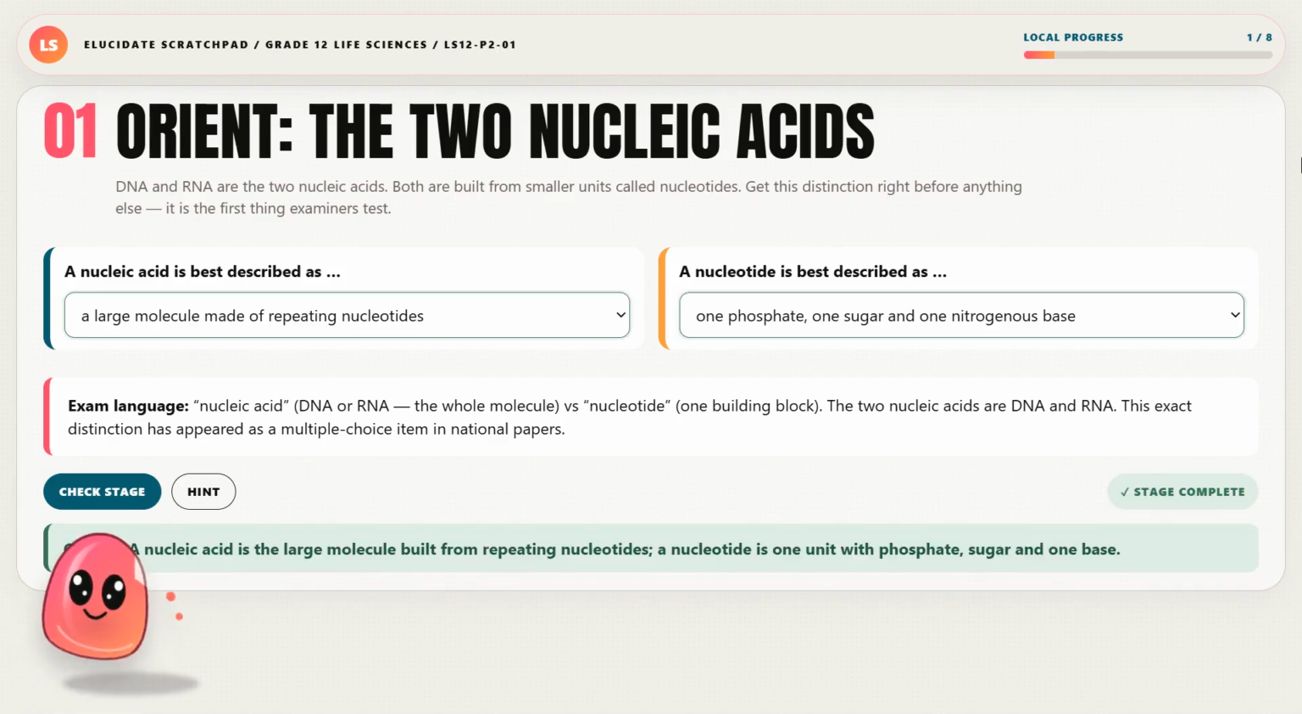In the Scratchpad, the first stage checks this exact distinction. The question asks, a nucleic acid is best described as, and then, a nucleotide is best described as. The answer: a nucleic acid is a large molecule made of repeating nucleotides. And a nucleotide is one phosphate, one sugar and one nitrogenous base. Both answers are now marked correct.